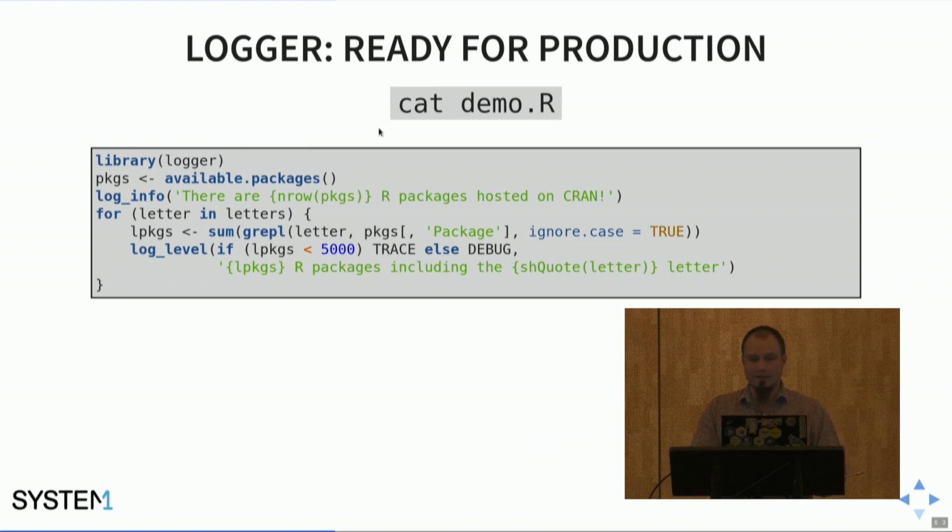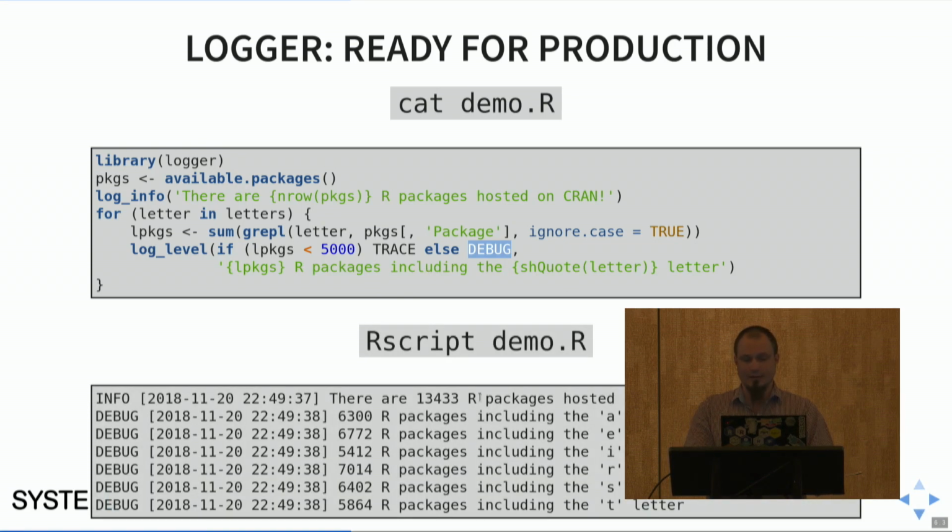So this is a quick example, loading the Logger package, listing all the available packages on CRAN, logging the number of packages available on CRAN, and just iterating over all the letters of the English alphabet, counting the number of packages including that letter. Depending on the number of packages, we will either use trace or debug log level to print the actual letter with the number of packages related. So this is the output.